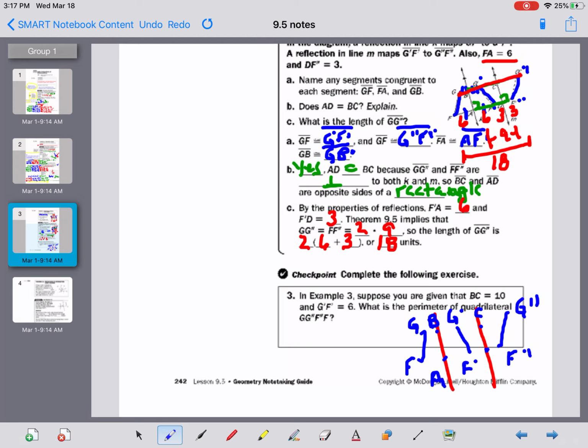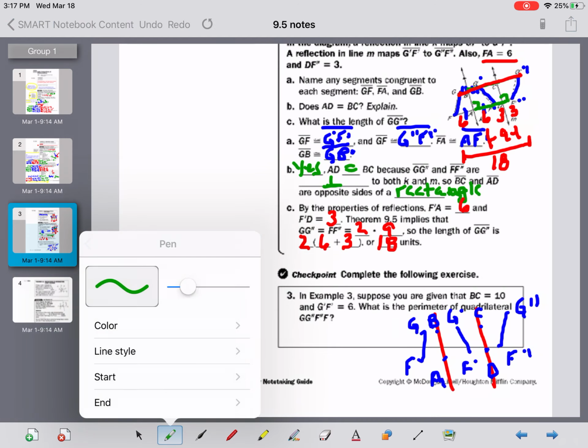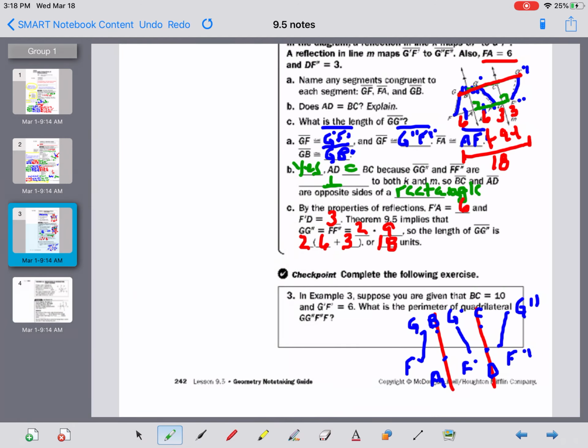All right, they're telling us here that BC is 10. So B to C, this is going across here, is 10. And they're telling us G prime F prime is 6. So this line right here and here is 6. And it says, what is the perimeter of quadrilateral G double prime, so I'm going from here all the way to here, down to F double prime, and then over to F. So it wants to know this big green parallelogram I have going here, what is its perimeter?